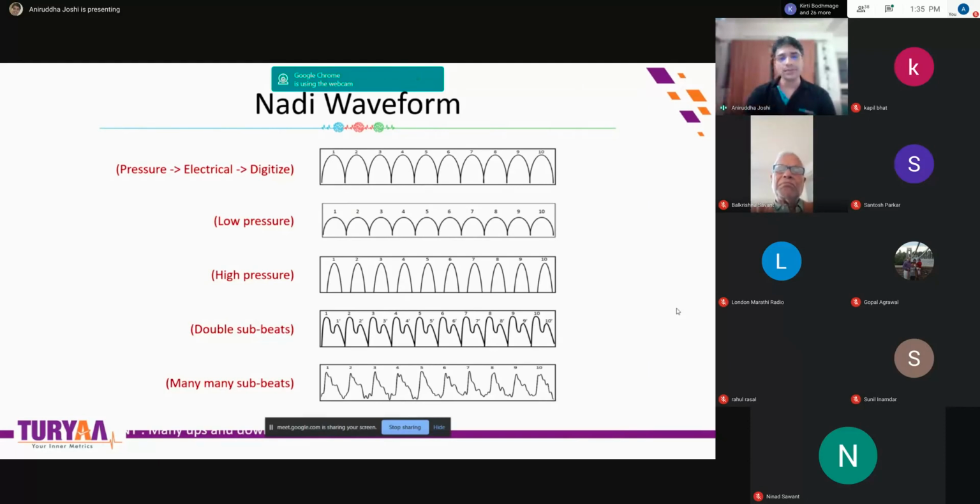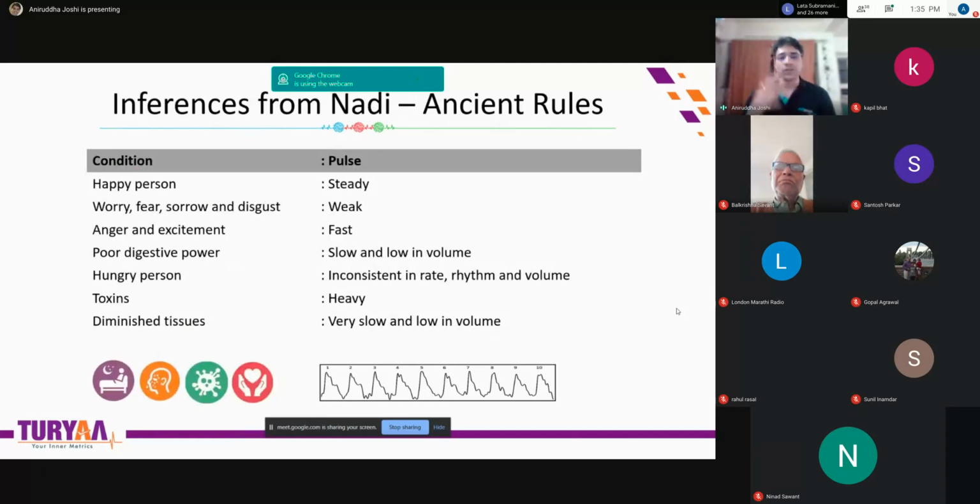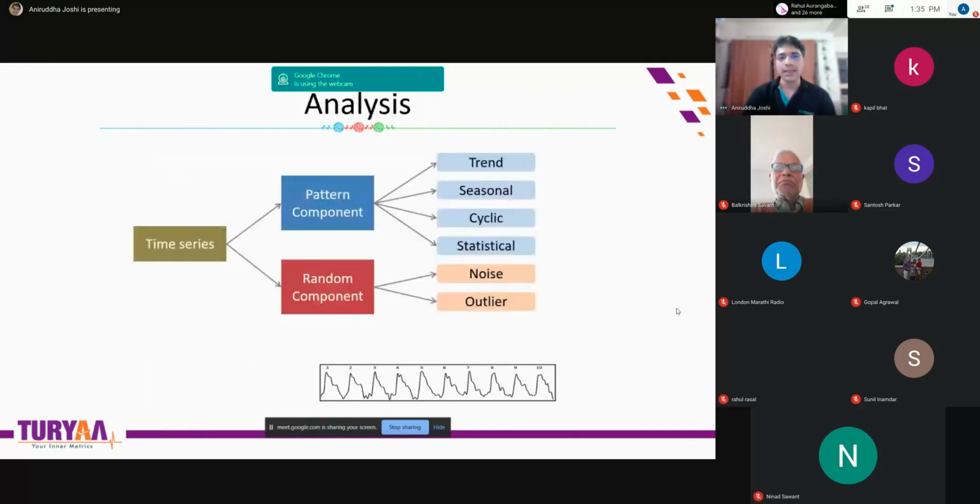And how do they do that? Basically, there are thousands of rules. I've just put 5 or 6 here: whether the pulse is steady, whether it is weak, whether it is slow, whether it is low in volume, whether it is heavy. And based on the nature of the pulse, there are various correlations. Of course, those correlations are not one-to-one, they are many-to-many. So it's not very easy, it's not very simple, it's a complicated system.